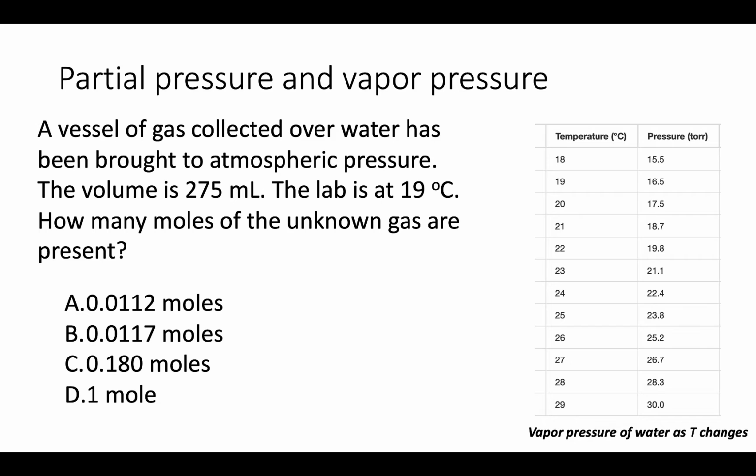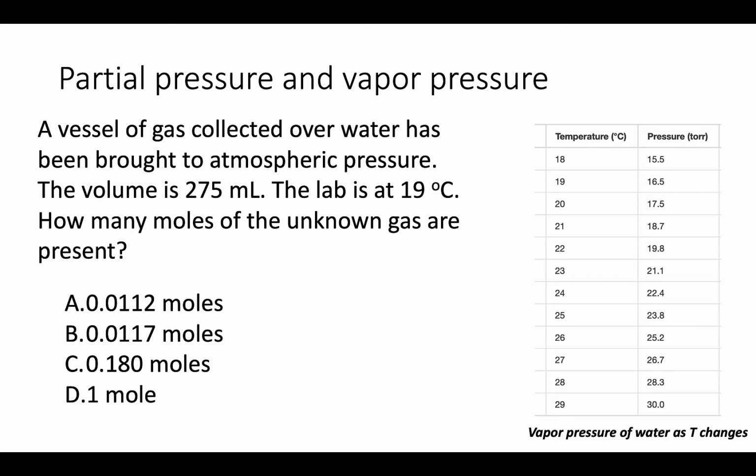Alright, so lately we've been studying partial pressure and vapor pressure, and I would start us with an example problem. Definitely give this one a look and pause and see if you're able to come up with the correct multiple choice answer. So the question is that we have a vessel of gas collected over water that's been brought to atmospheric pressure. We have the volume, we have the temperature of the lab, and we want to know how many moles of the unknown gas are present.